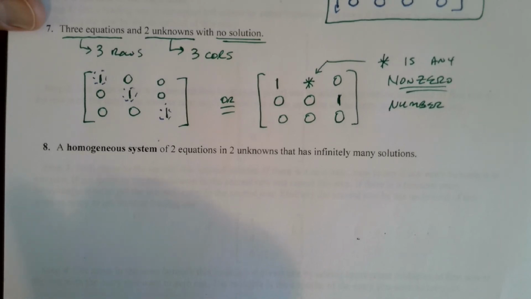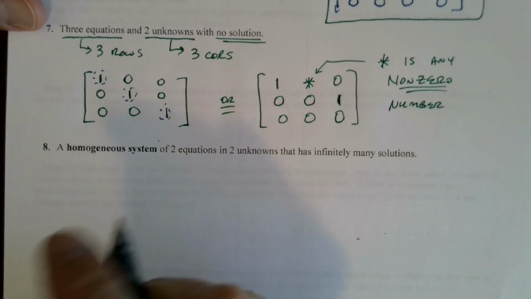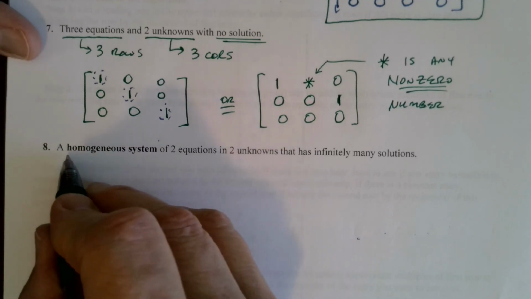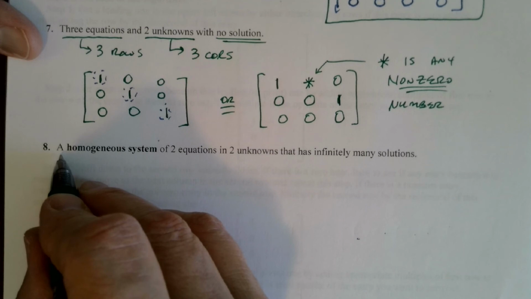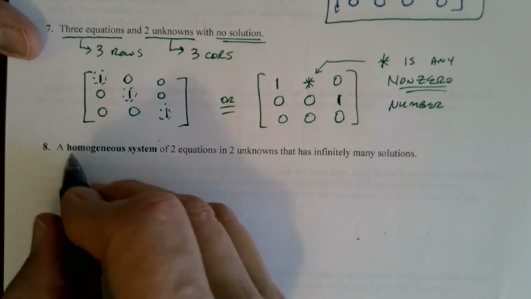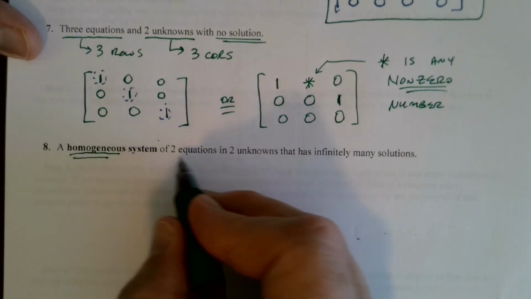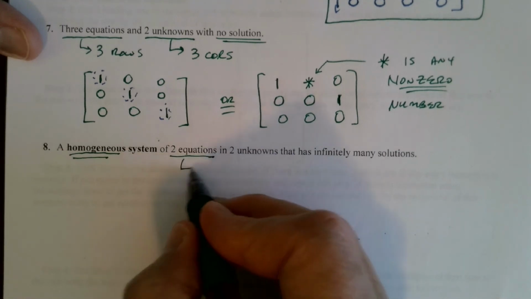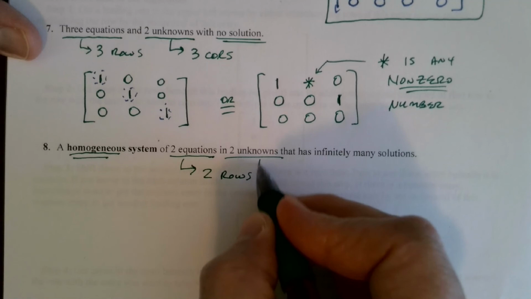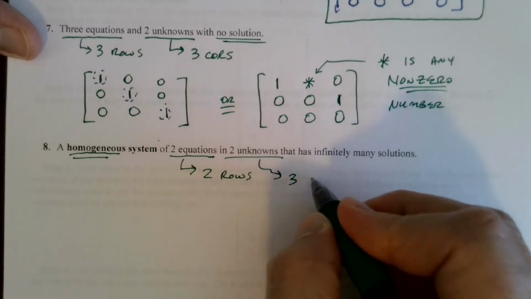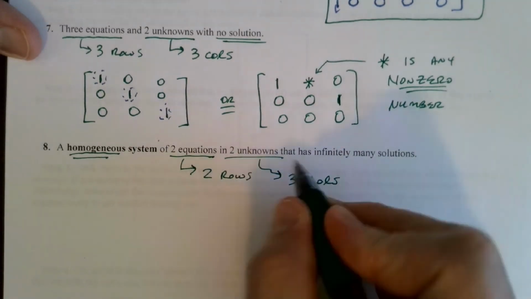Okay, one more, and then we'll stop the video, and then in the next video we'll actually look at the algorithm, the Gaussian and Gauss-Jordan elimination algorithms. So the last one is, let's draw the reduced row echelon form of the augmented matrix of a system that is homogeneous. What's that mean? Two equations, right? So that means two rows, two unknowns. That means three columns, right? Because we've got the two unknowns plus the constants.